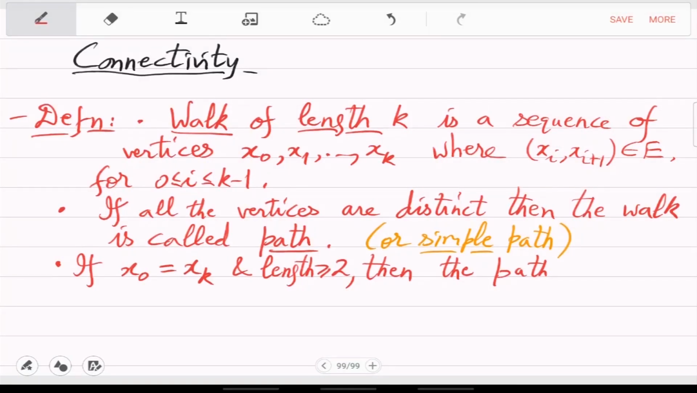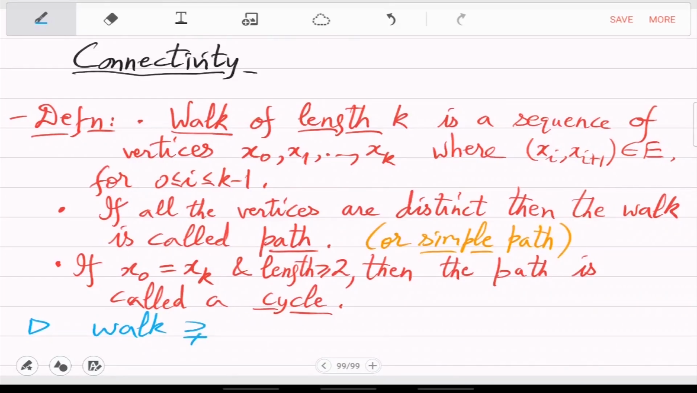But anyways, the idea is clear. Cycle means that your origin, start vertex and destination, source and destination should be the same. Then the path is called a cycle. So immediately you can see that walk is a more relaxed form of a path, and path is a more relaxed form of a cycle.